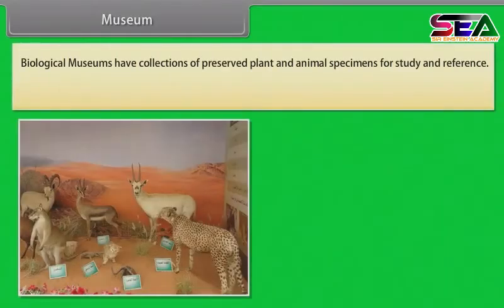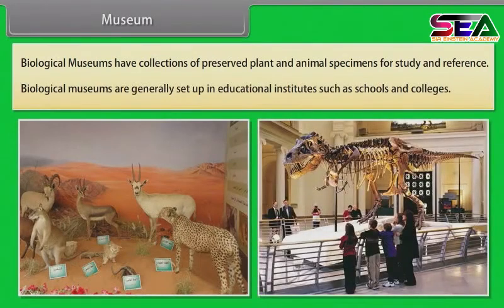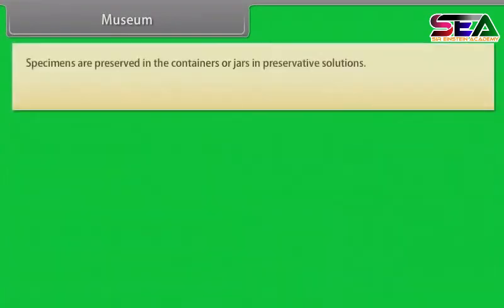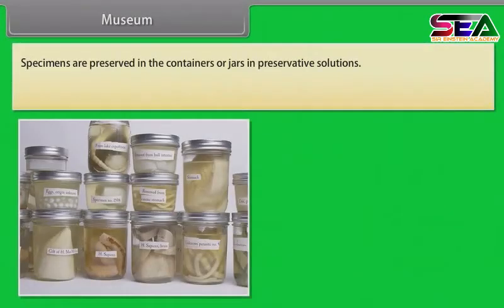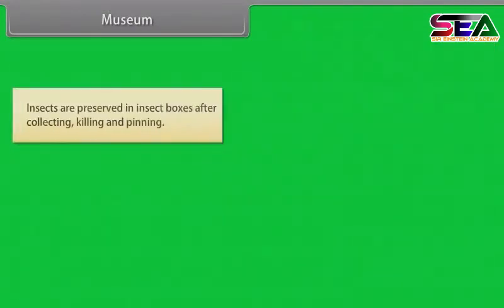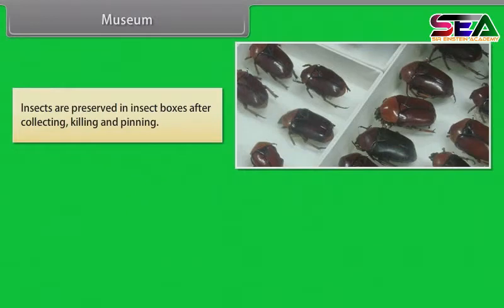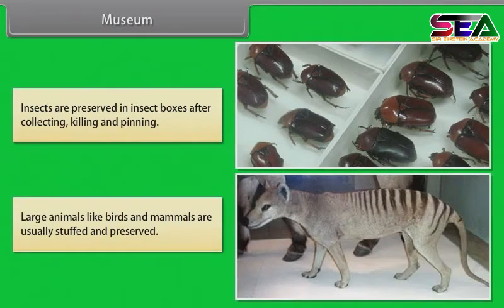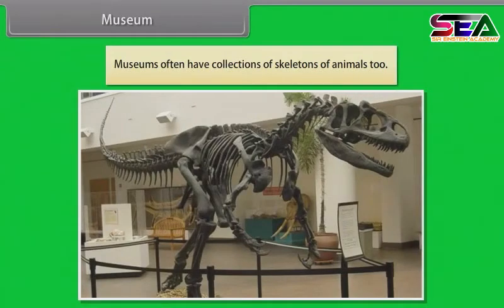Museum. Biological museums have collections of preserved plant and animal specimens for study and reference. Biological museums are generally set up in educational institutes such as schools and colleges. Specimens are preserved in the containers or jars in preservative solutions. Plant and animal specimens may also be preserved as dry specimens. Insects are preserved in insect boxes after collecting, killing, and pinning. Large animals like birds and mammals are usually stuffed and preserved. Museums often have collections of skeletons of animals too.